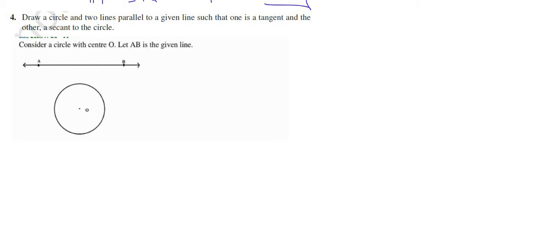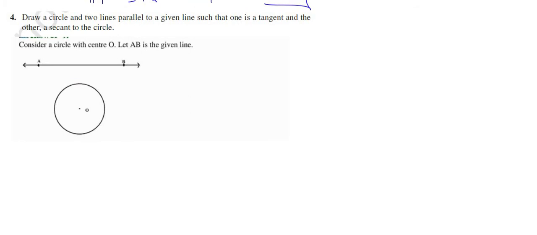So what is the radius of the circle? Anything they have not yet mentioned, we can take according to our wish. Now here, consider a circle with center O. Let AB be the given line. Okay, AB is the given line. Next, you can draw a perpendicular line for that AB.